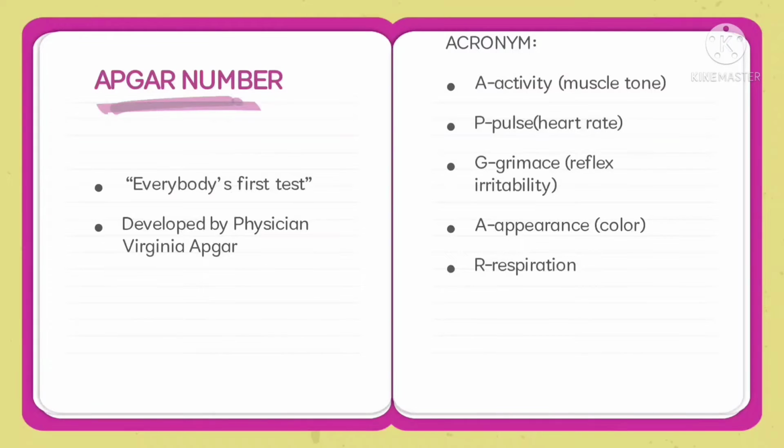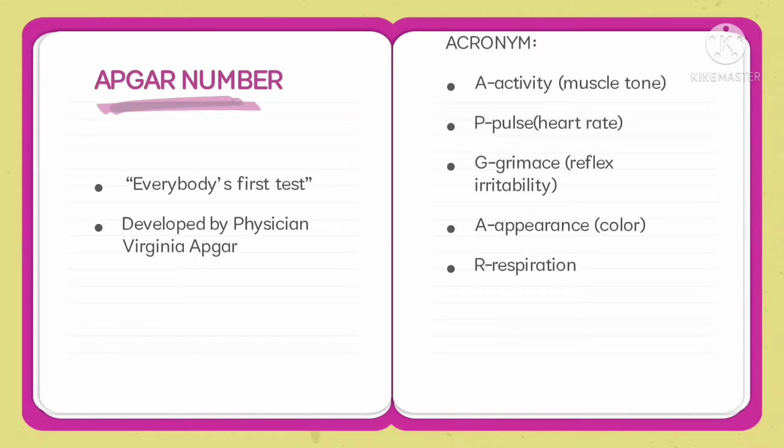The Apgar number is a score on a rating scale developed by a physician, Virginia Apgar, an obstetrical anesthesiologist who saw a need for a simple, rapid method of evaluating newborn infants and determining what immediate action, if any, is necessary.